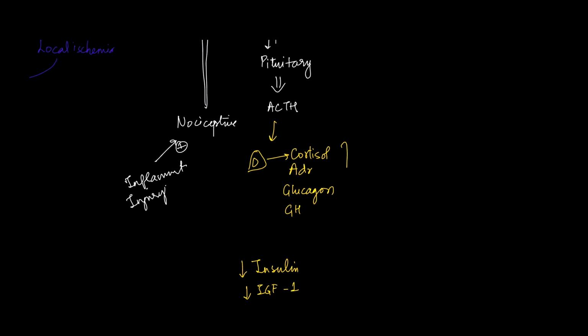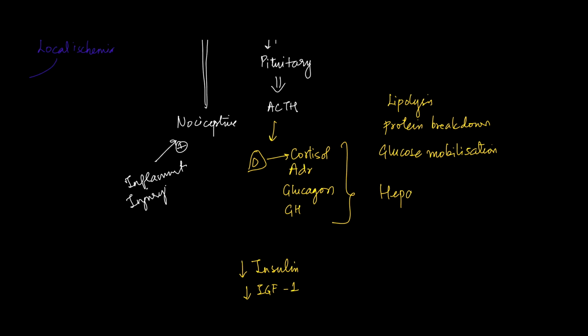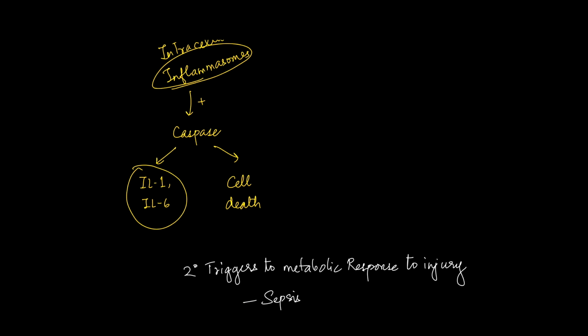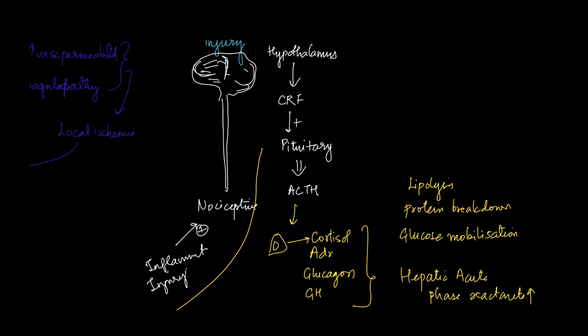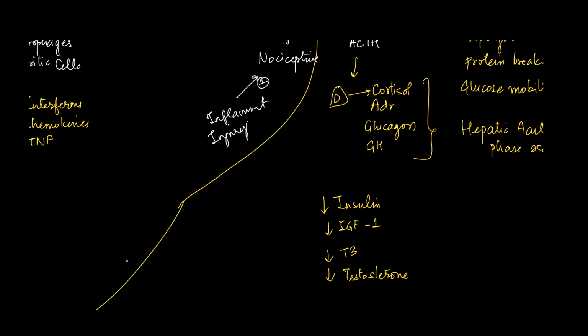So the rise in these counter regulatory hormones leads to certain metabolic changes: lipolysis, protein breakdown, glucose mobilization, and an increase in hepatic acute phase reactants. And these interleukins also act on the hypothalamus and cause pyrexia.